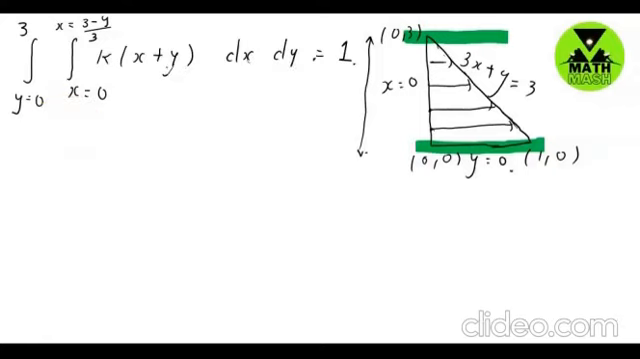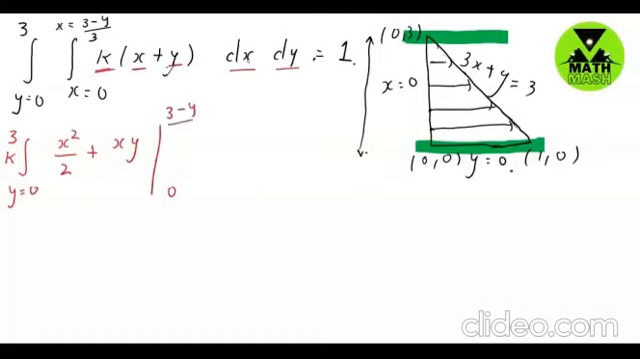Now we'll integrate this function first with respect to x and then with respect to y. So take the y limits as it is, that is y is going from 0 to 3. We'll integrate here, k is a constant, we'll take it outside this integral. Integration of x with respect to x is x square by 2, plus integration of y with respect to x becomes xy, and the limits of x are 0 to (3 minus y) by 3, and then integrate with respect to y, and this is equal to 1.